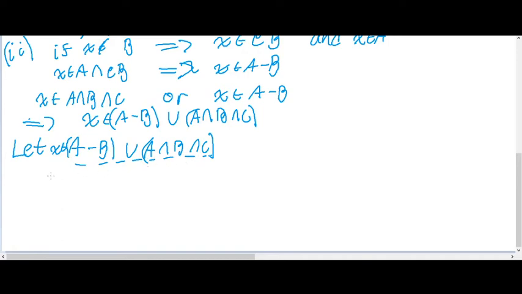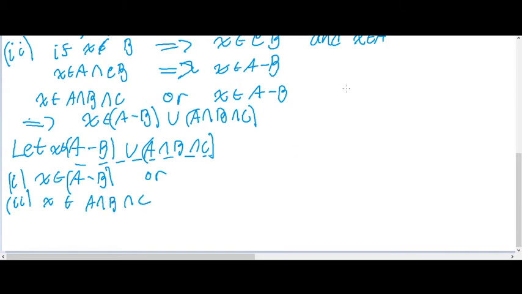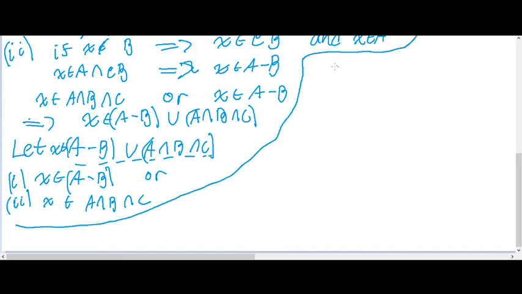So we have two possibilities here. Either 1, x is in A minus B, or 2, x is in A intersect B intersect C. So let's take possibility 1 here. I'm going to give myself some more room by marking this off so that we don't get confused.